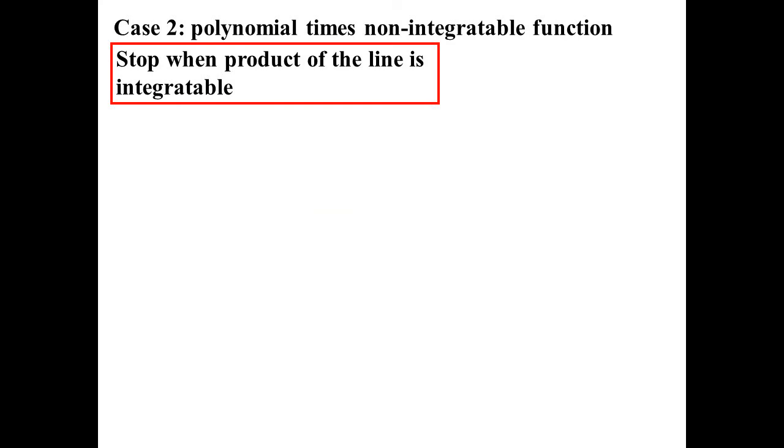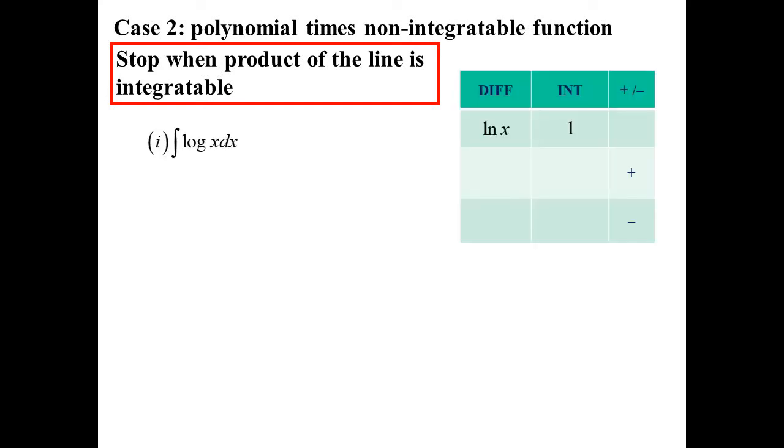So what happens when we've got a polynomial times something that can't be integrated? Now we're going to choose it to be our derivative. We stop when the product across the line can be integrated. So the integral of log x: set up our table. I can't integrate log x, so it's going in my differentiation column, which means 1 goes in my integration column. If I differentiate log x, I get 1 on x. Integrate 1, I get x. Now, the product of the line is 1. That's integrable. So therefore, it's x log x minus the integral of 1. Okay, x log x minus x.